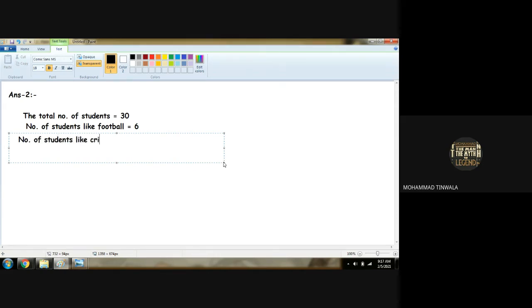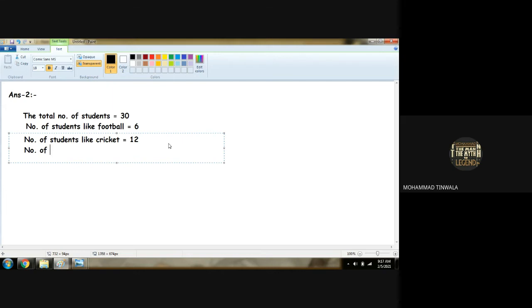Like cricket. What is the ratio of cricket? 12 students. It is written in the question.